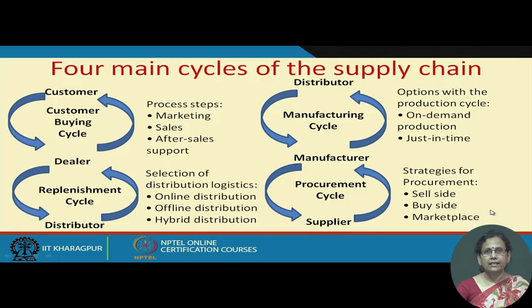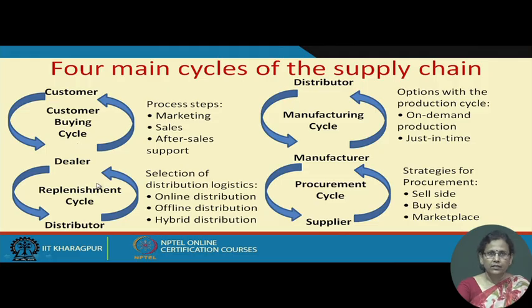So, there are basically 4 main cycles in a supply chain. It starts with the customer, and the first cycle is called the customer's buying cycle. Within this buying cycle, it is between the customer and the dealer, and it has various steps: contacting the customer through appropriate marketing efforts, making the sale, providing after sale service. All these things come under this customer's buying cycle.